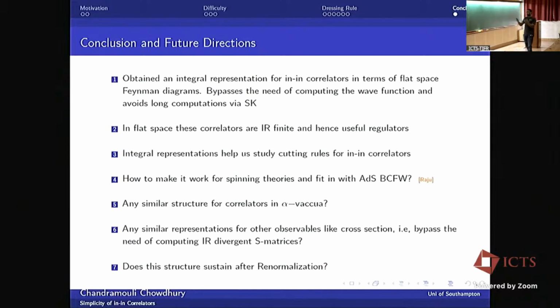And then, in terms of future directions, you could ask if this was just a consequence of working in Bunch-Davies, or does it also work for alpha vacua? And maybe is there something like this for the NN correlator in flat space, like the scattering cross section, where you bypass the need of computing the S matrix? And the final question which bothers everyone is, does any of this survive after renormalization? With this, I'll conclude, and thank you.